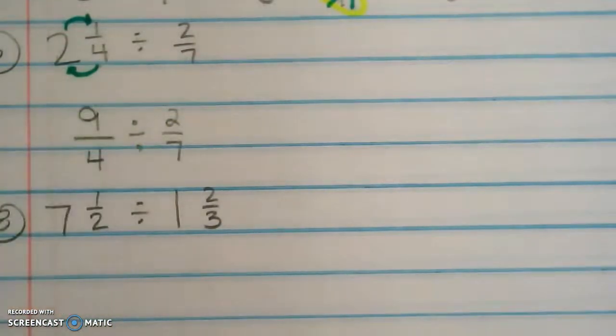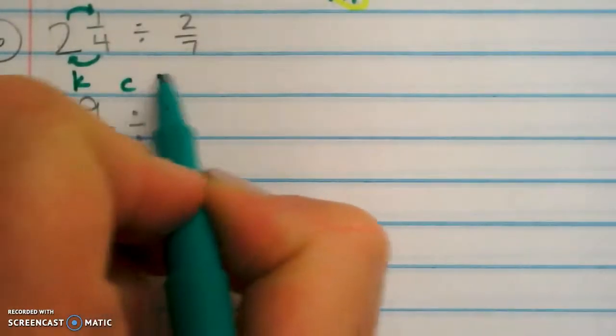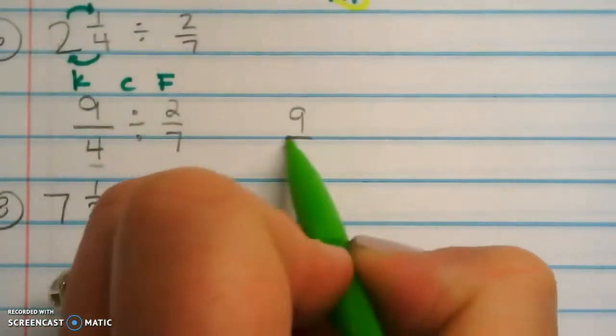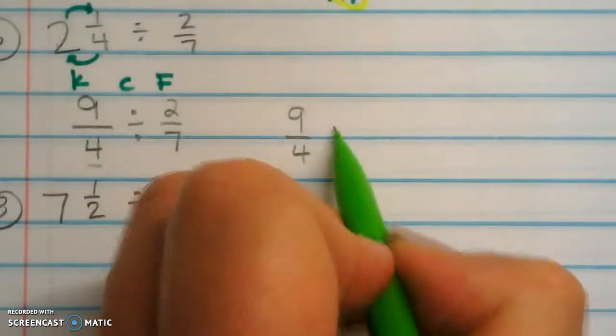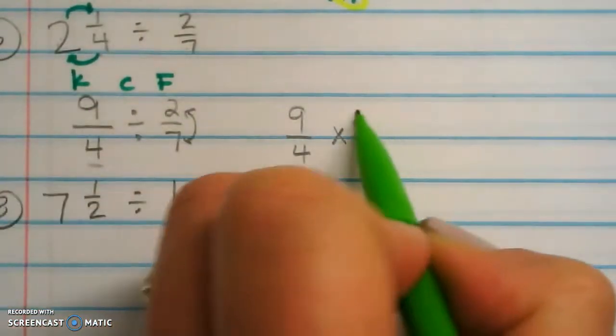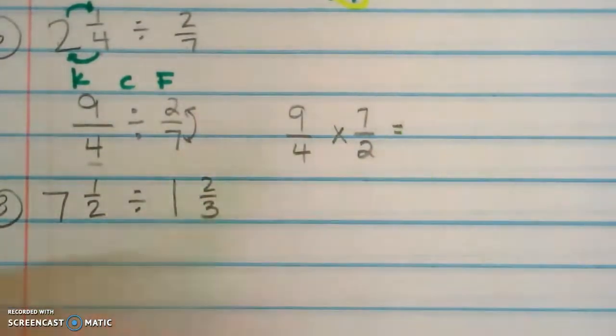Once you've rewritten that fraction and gotten it ready to go, now you're ready to keep, change, flip, or multiply by the reciprocal. 9/4 is the fraction that we're keeping. I'm not going to do anything with it other than rewrite it. I'm changing that operation from division to multiplication, and then I'm going to take the reciprocal, or flip, that second fraction. All right, now I'm going to say that cross-simplifying thing again.